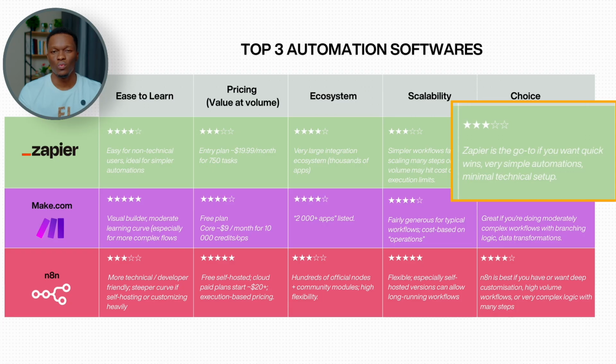Now, Zapier will come last on the list because it's very nice if you want quick wins, very simple automations, minimal technical setup. But if you want to build something more complex, Zapier can have limitations.